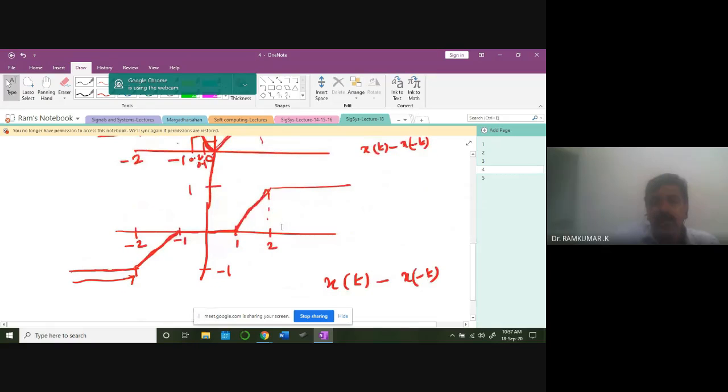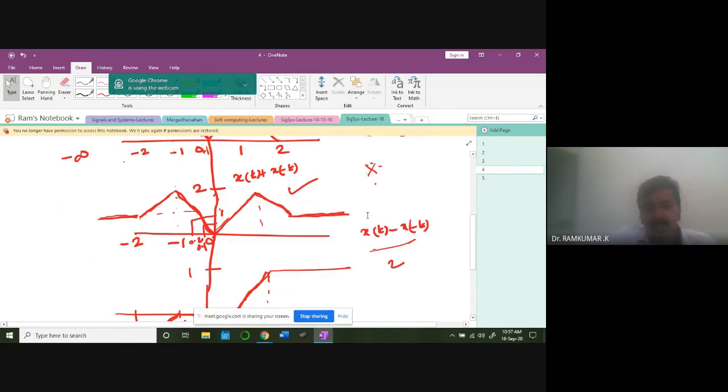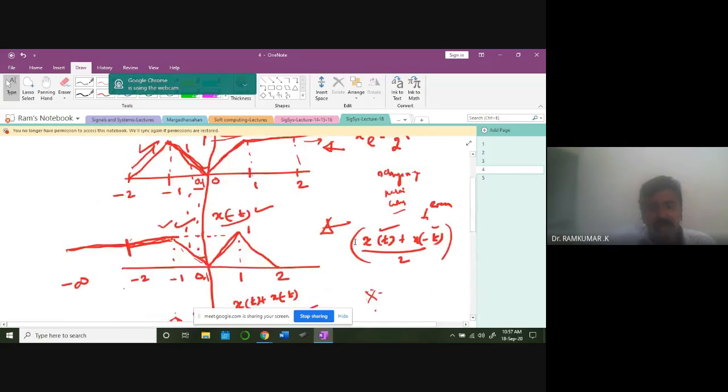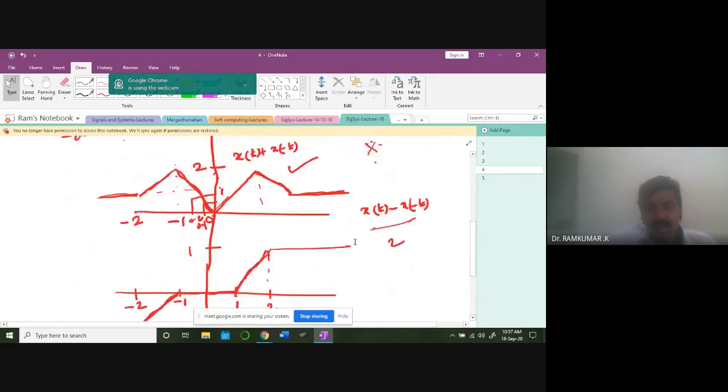So then you have to divide both the signals by 2. Only the amplitude is divided by 2. Then you get the even and odd forms comfortably. Alright, everybody with me? Anybody having difficulty in seeing the signal?